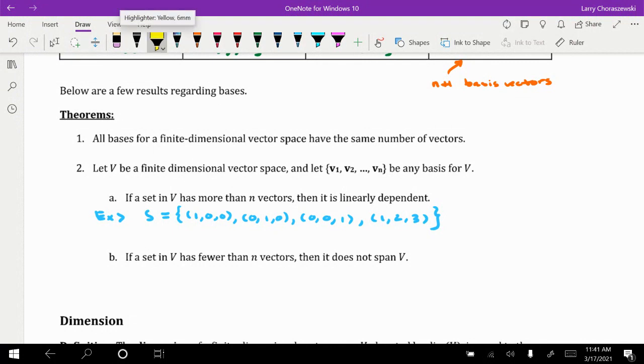The n that they're referring to here would be the dimension of the vector space that we're pulling these vectors from. With this set S, each of these vectors has 3 components, so we're pulling them from R3. In this case, n is equal to 3, because we're in R3, and there are 4 vectors in the set S. Now, anybody want to tell me why this set S would be linearly dependent?